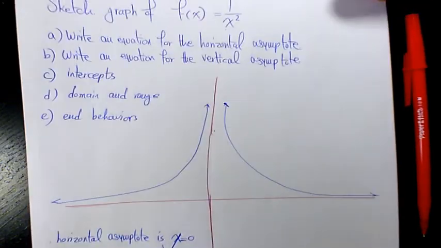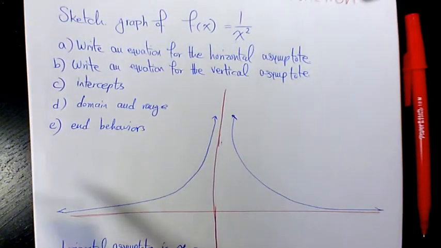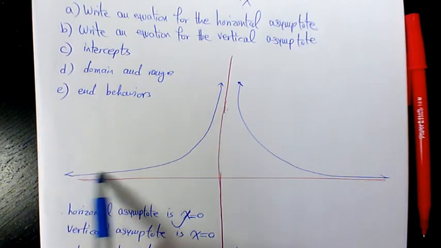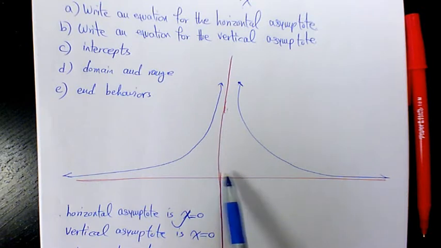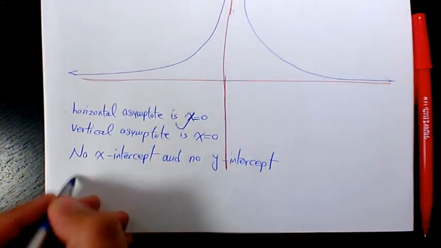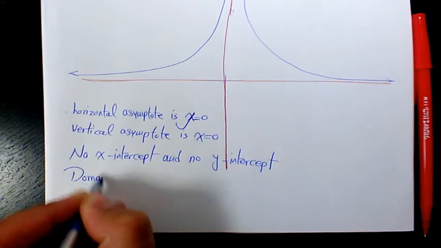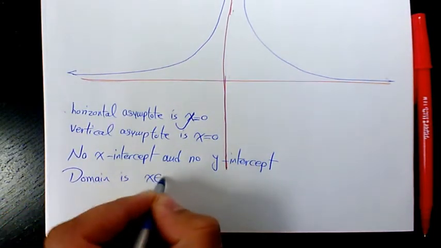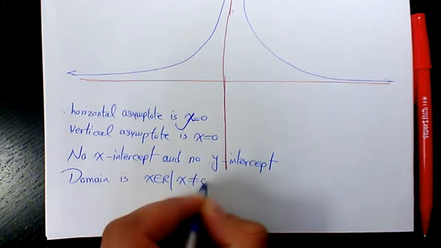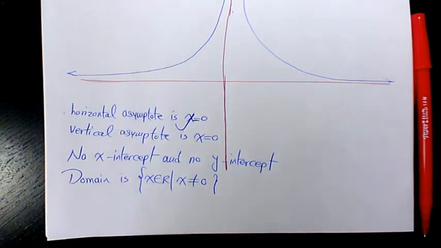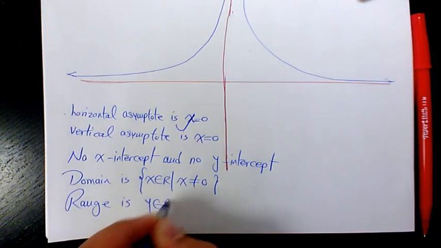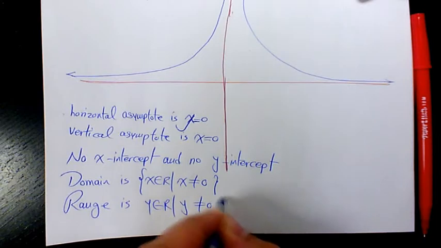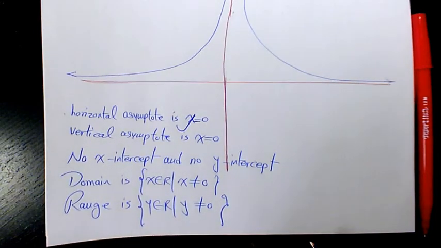What about the domain and range? The domain is going to be from negative infinity all the way to something slightly before 0, and slightly after 0 to positive infinity. So it's going to be everywhere except 0. So the domain is x, x cannot be 0. The range is y, y cannot be 0.